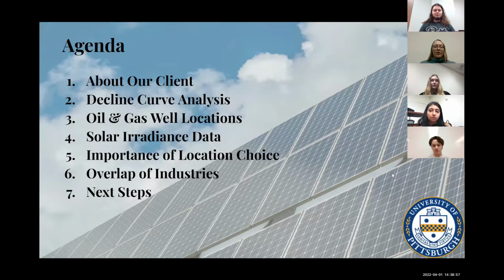So I'll just go over our agenda for tonight. First, we'll talk about our client and the question we were posed to answer for them. And then we'll go into all the things we've been using to work on this project, including decline curve analysis, oil and gas well locations, solar irradiance data, the importance of location choice, and the overlap between the solar energy and oil and gas industries. And then finally, we'll wrap up with our next steps.